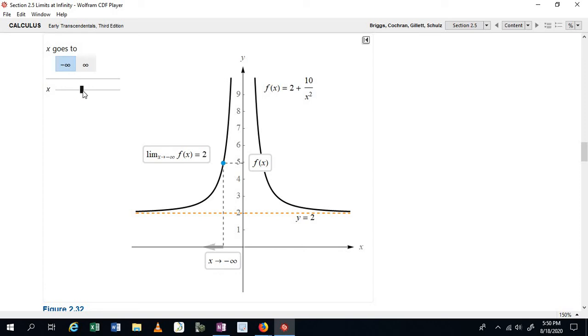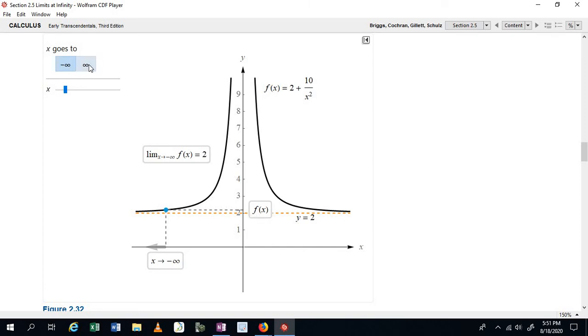Okay, so let's let x approach negative infinity. All right, for this x value, there's the y value. If you let x get closer to negative infinity, the y value is now here, and the closer you get, the closer the y value gets to this value of y is equal to 2. And so that's this limit. Okay, the limit of f of x as x approaches negative infinity in this case would be 2. And by the way, that's the location of a horizontal asymptote at y is equal to 2.